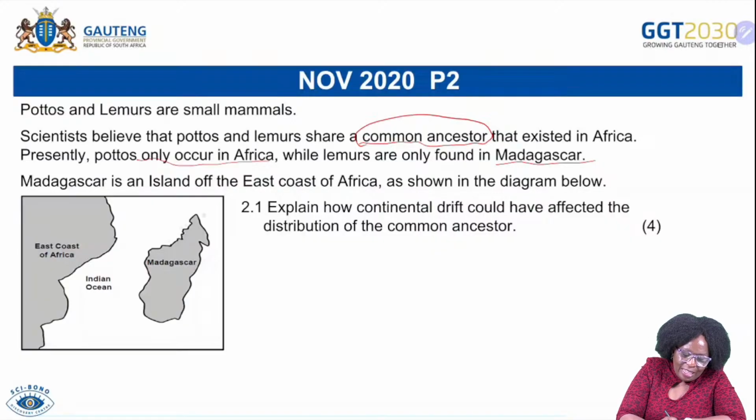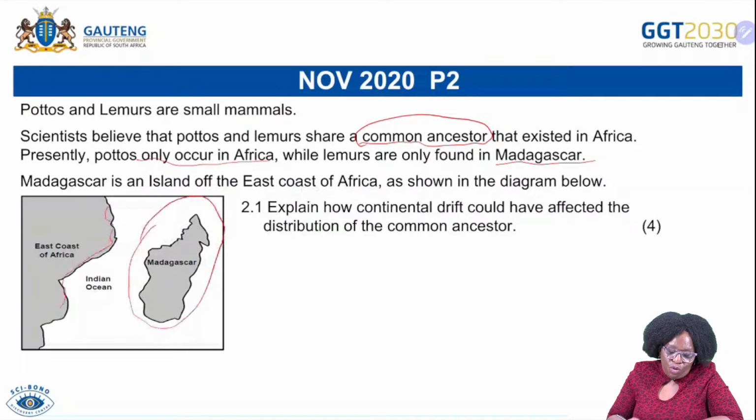So you look at the diagram, you can see Madagascar. Madagascar is just an island which is off the east coast of Africa. So this is the eastern coast of Africa, and we have Madagascar. Question 2.1. Explain how continental drift could have affected the distribution of common ancestry.